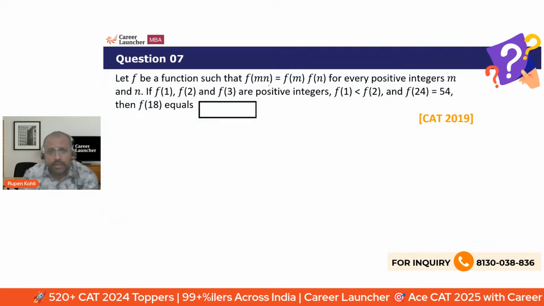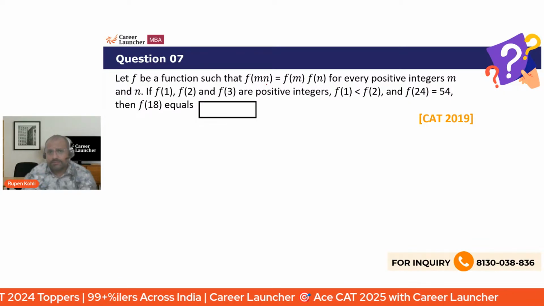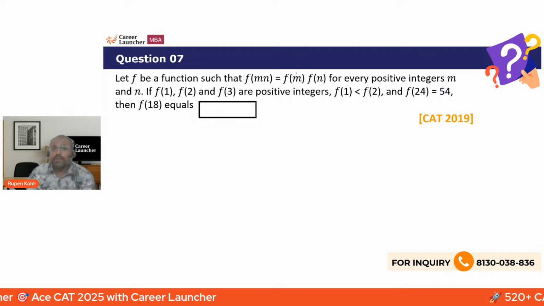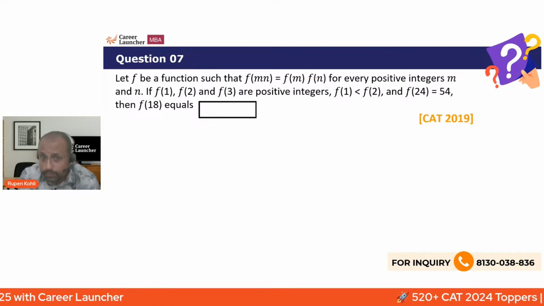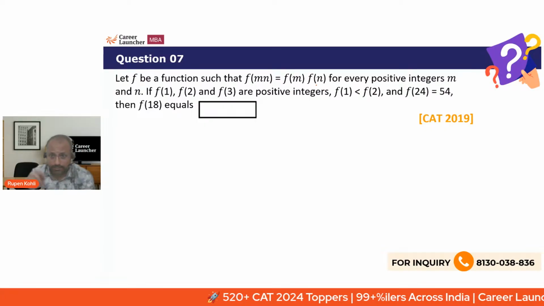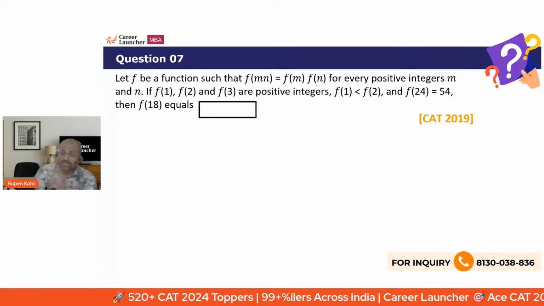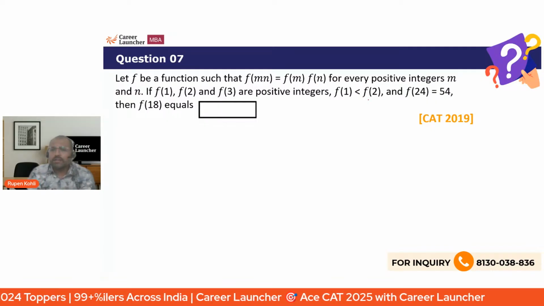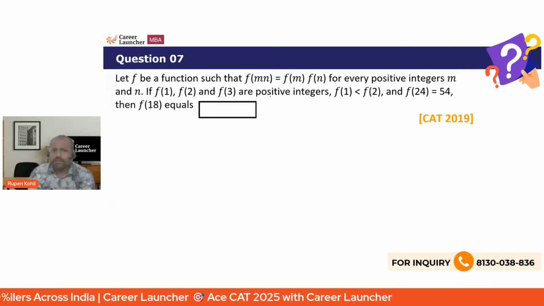Well, so this is the equation we have seen. If the input is expressed as a product of two numbers, the output is the product of the value of the function at those two values, right? f(m × n) is f(m) × f(n) for every positive integers m and n. So this equation is only valid for positive integers, and we are dealing with positive integers in the question also, no worry with that.